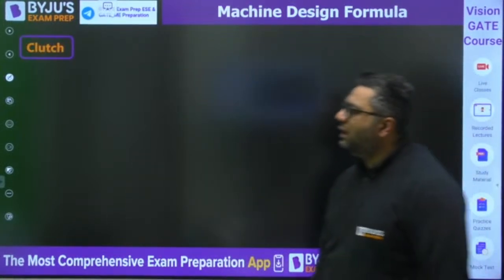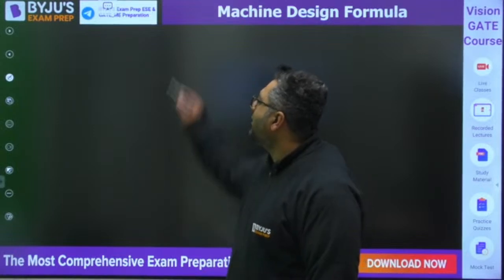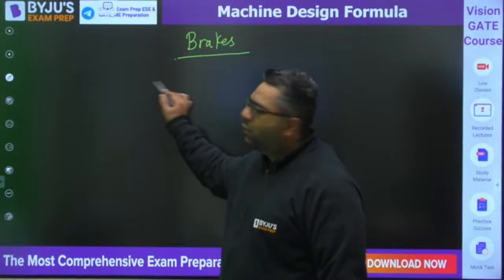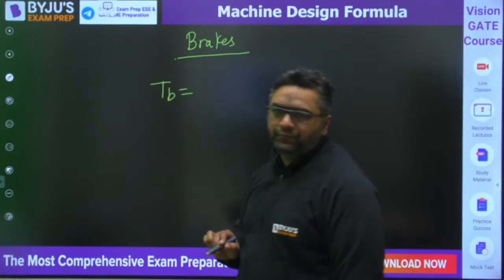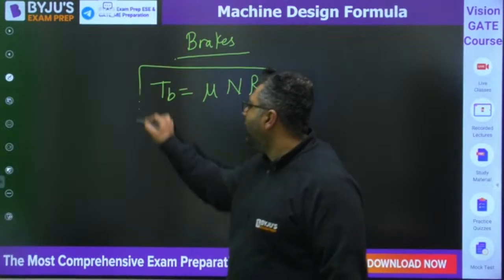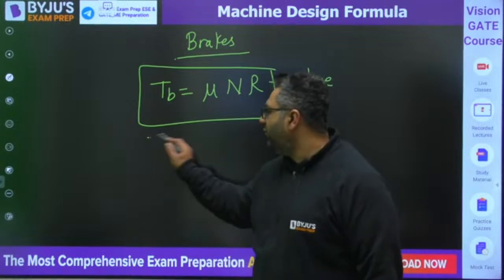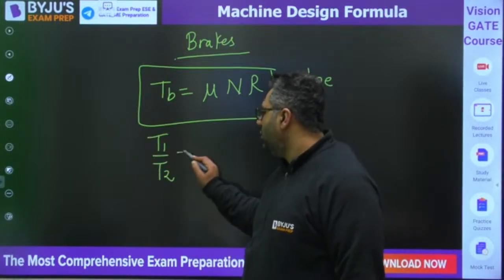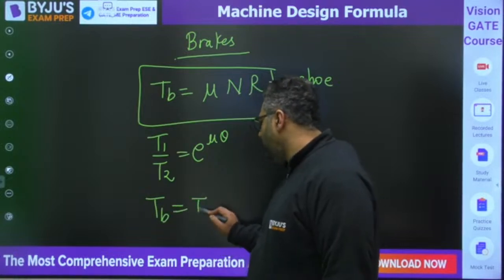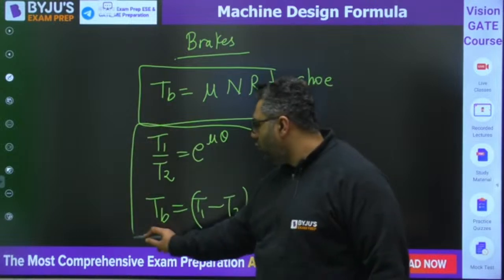Then guys, for the clutch we have already seen. When we are talking about the brakes, there are two formulas. One is braking torque is mu N R. This is for the shoe brake. Then for the band brake we have T1 by T2 equals e to the power mu theta, and braking torque is T1 minus T2 into R. These are the formulas for band brake.